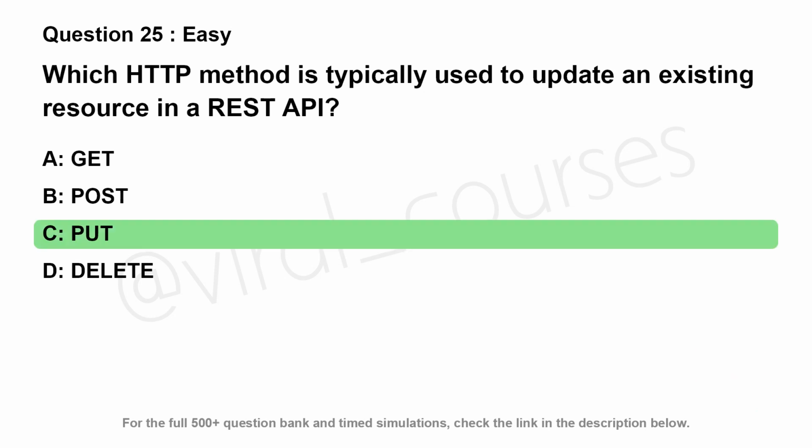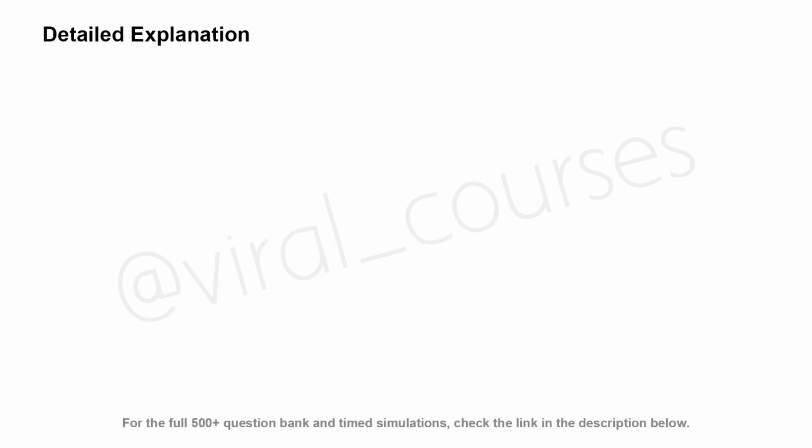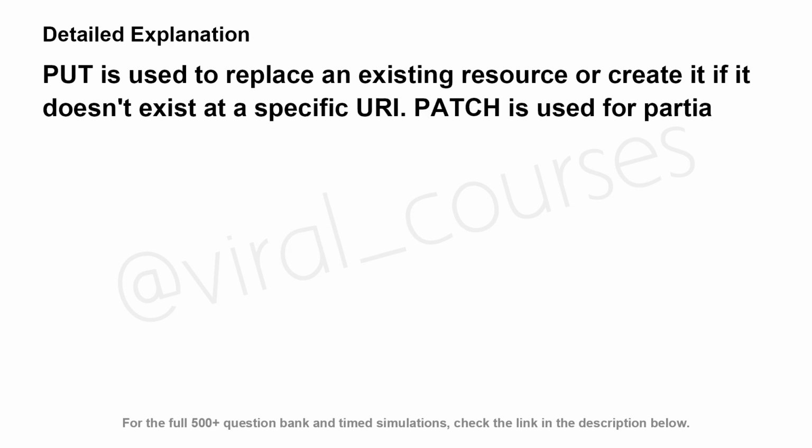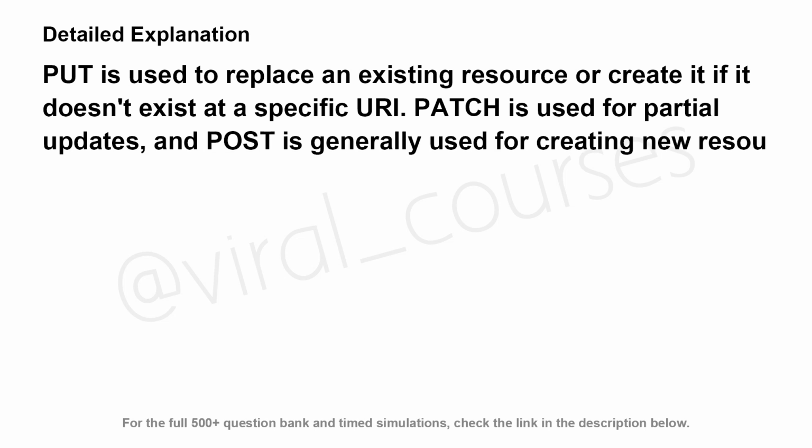The correct answer is C. PUT is used to replace an existing resource or create it if it doesn't exist at a specific URI. PATCH is used for partial updates. And POST is generally used for creating new resources.